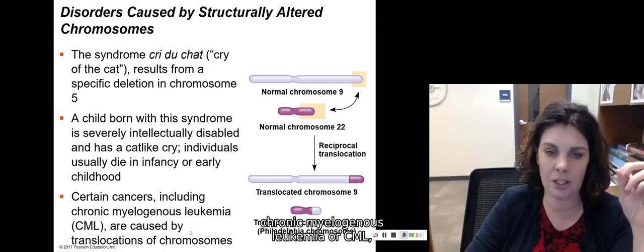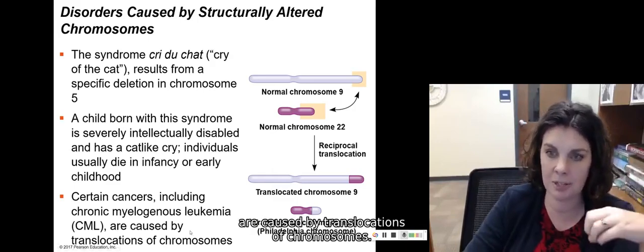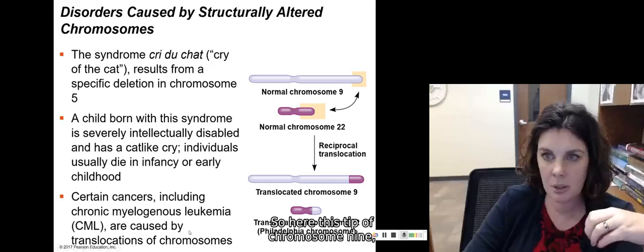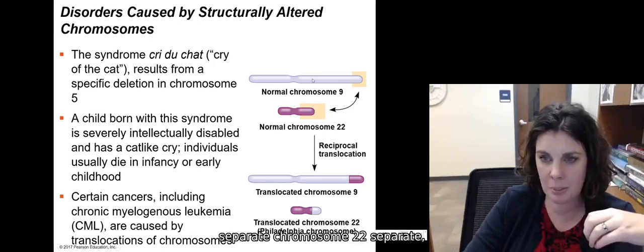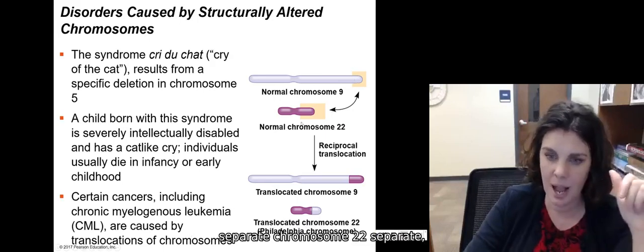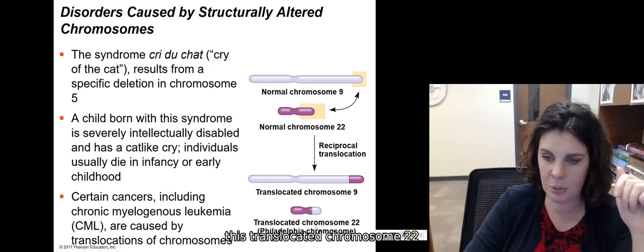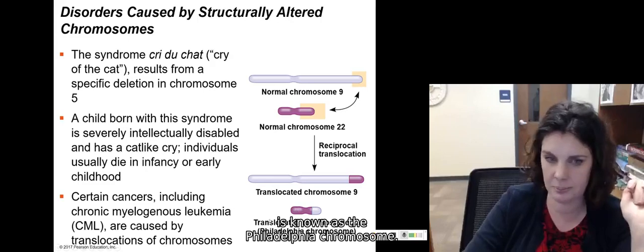Certain cancers, including chronic myelogenous leukemia or CML, are caused by translocations of chromosomes. So here, the tip of chromosome 9 and the tip of chromosome 22 separate, and this translocated chromosome 22 is known as the Philadelphia chromosome.